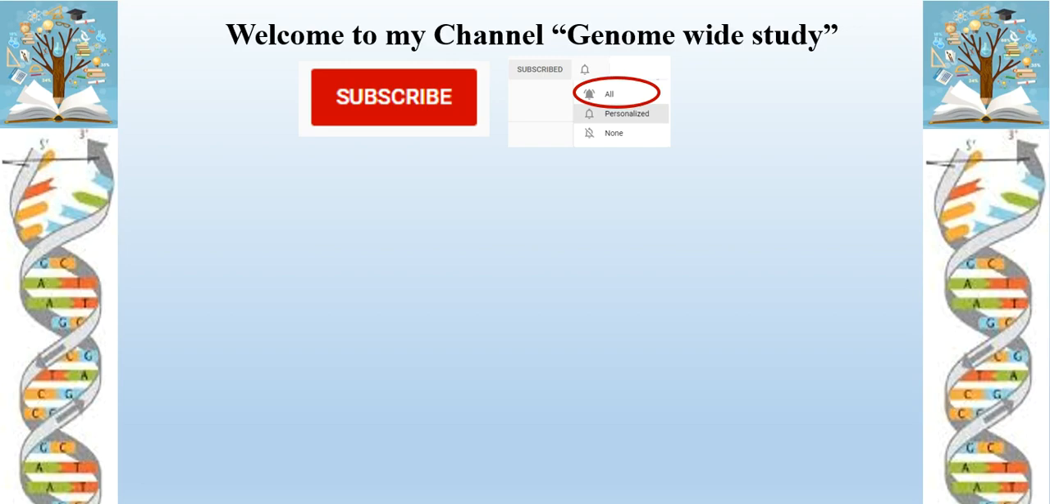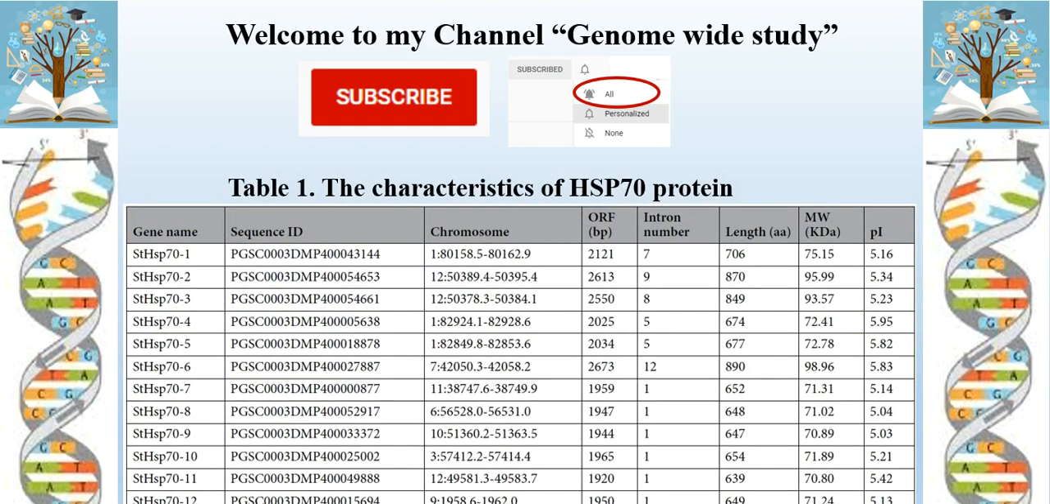When you read the Genome World Study related manuscript, you must see the table containing the information about each gene of the family, like transcript ID, gene name, chromosome number, its location on the chromosome, intron, exon in the gene, length in terms of amino acids, its molecular weight, PI value, and much more. In this video, we will discuss how we prepare such type of table and from where we get the data.